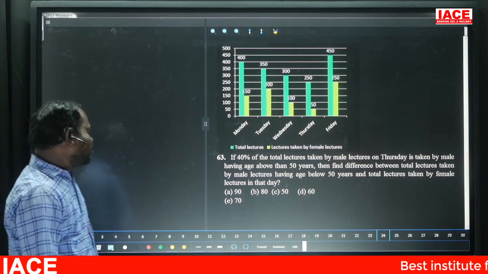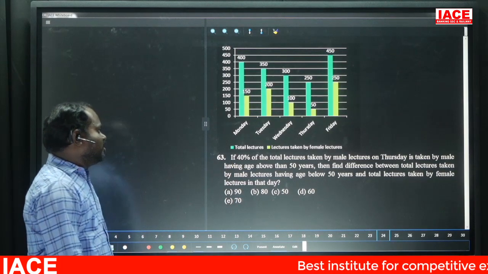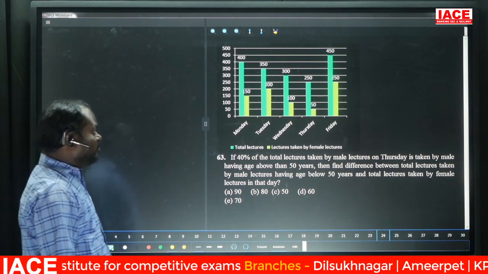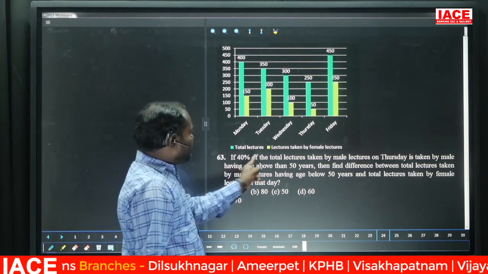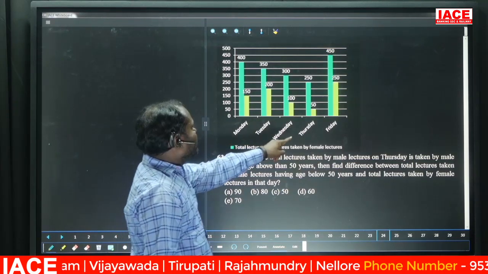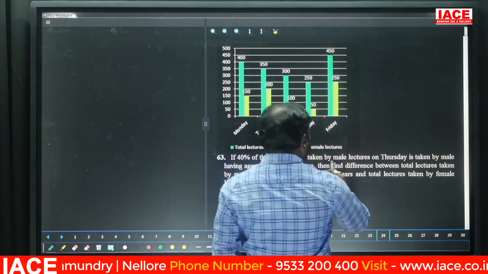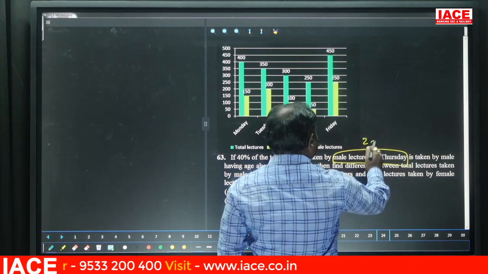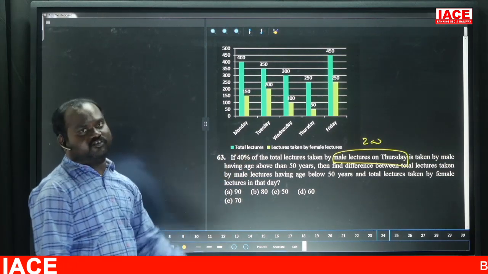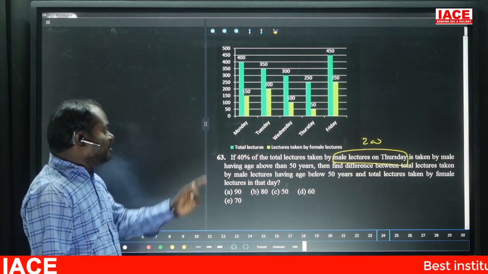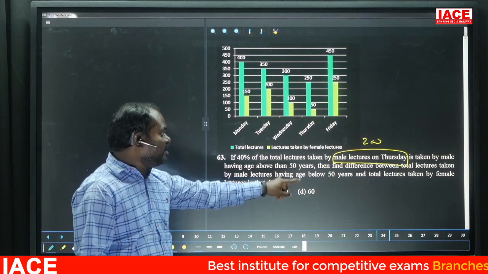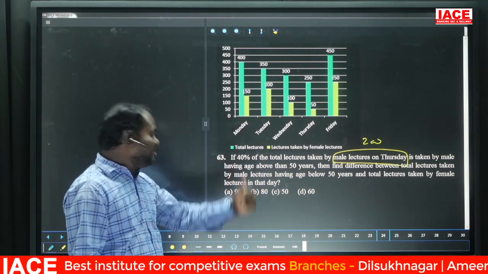63. If 40% of the total lectures taken by male lecturers on Thursday is taken by males having age above 50 years. Thursday male is how much? 200. Thursday male is actually 200. But 40% was taken by above the 50 years candidates. Then find the difference between the total lectures taken by male lecturers having age below 50 years and total lectures taken by female lecturers in that day.